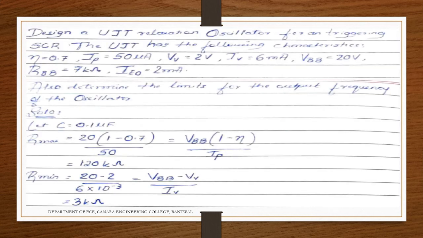Next, design a UJT relaxation oscillator for triggering an SCR. The UJT has the following characteristics: eta equals 0.7, IP equals 50 microamp, VV equals 2 volts, IV equals 6 milliamps, VBB equals 20 volts, RBB equals 7 kilo ohms, IEO is 2 milliamps. This is the reverse current flowing in the emitter. Also determine the limits for the output frequency of the oscillator.